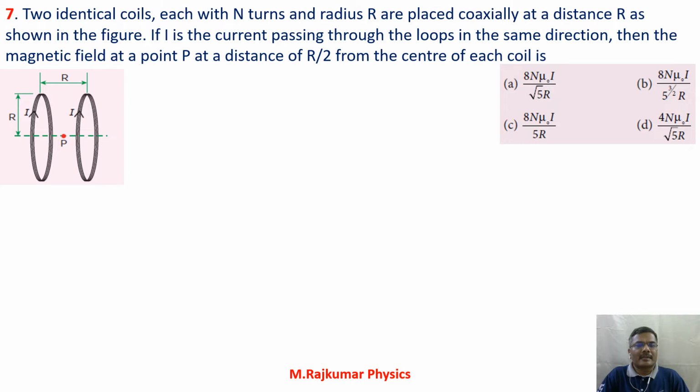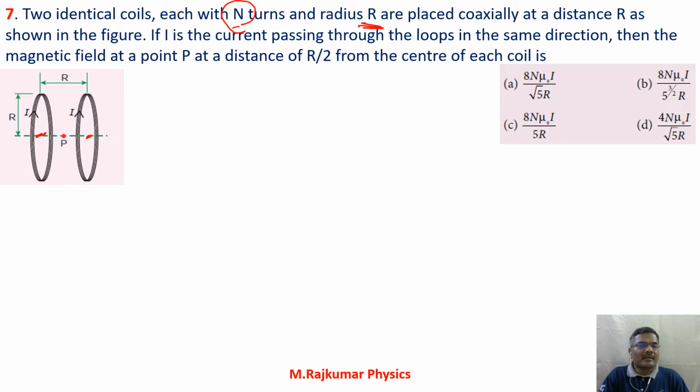See what they are asking. The current is flowing through this coil which has n turns, and the radius is r. They are placed coaxially. Coaxially means the axis line is the same for both. The distance between these two coils is also r, and the radius of the coil is also r, as shown in this diagram.